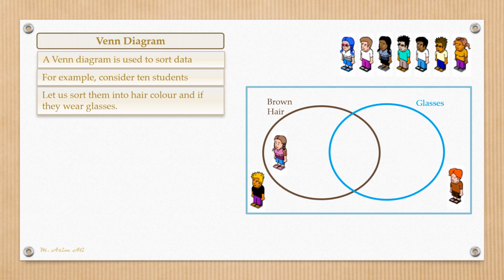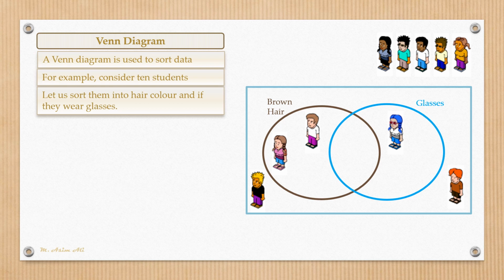Next is a girl who is wearing glasses. So she is a student who is wearing glasses. She should come in the set labeled glasses. So let's make her stand in the set. The next student has brown hair on his head and he is not wearing glasses. So he cannot come in the set labeled glasses, but he can come in the set labeled brown hair. So he will not come in the common part. He will come on the left portion of the brown hair set.